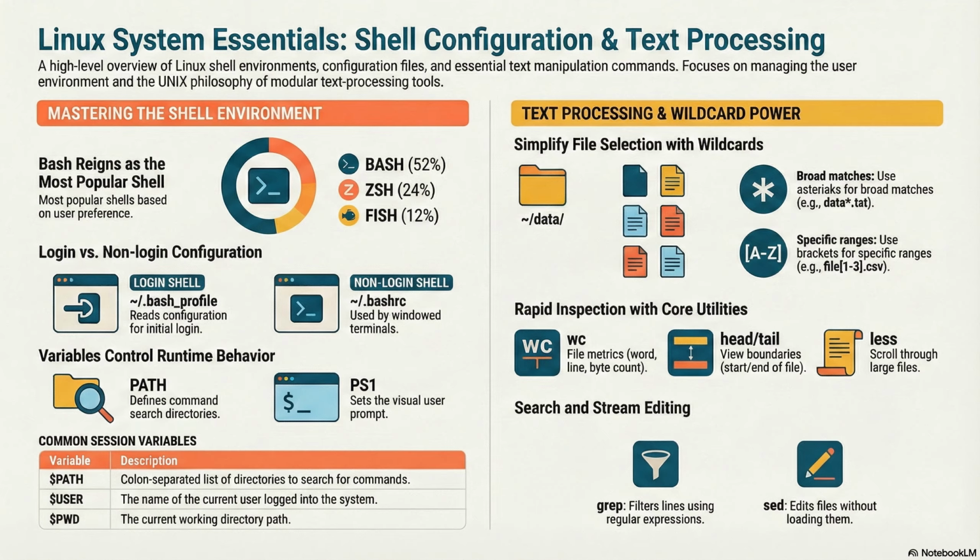Okay, next up is the big gun, grep. grep is your search tool. It finds patterns in text. If you have a 10,000-line log file and you need to find every line that contains the word error, you use grep. And this is where regular expressions, or regex, come into play.